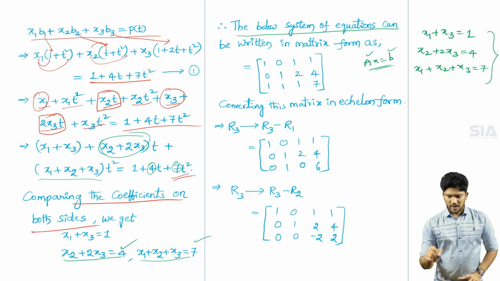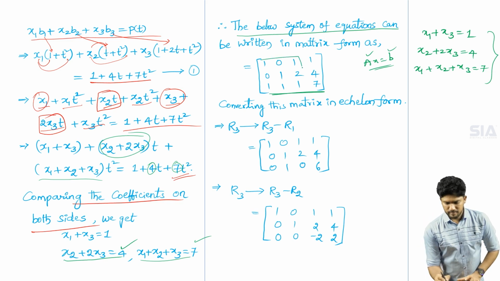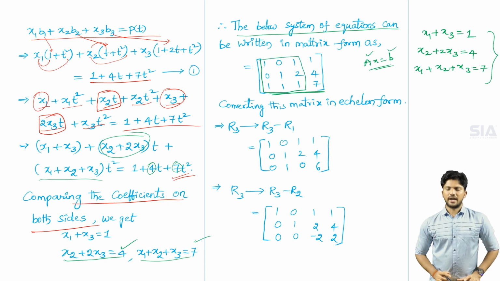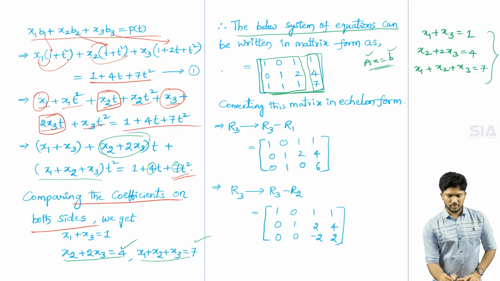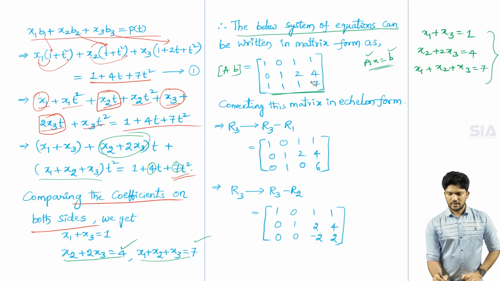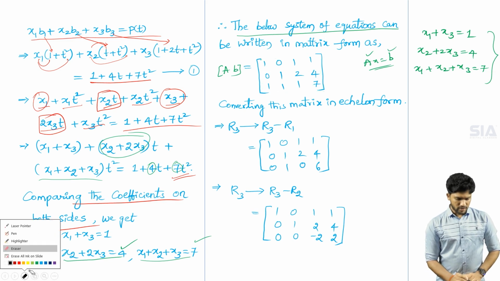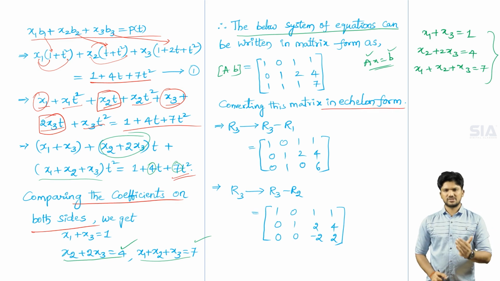After writing the matrix form, I am writing the augmented matrix format directly. This one is the capital A and this one, 1, 4, 7, is the B. Therefore, we can write the augmented matrix as [A | B]. In this format we can directly write the augmented matrix. Now, converting this augmented matrix into echelon form is our only work.